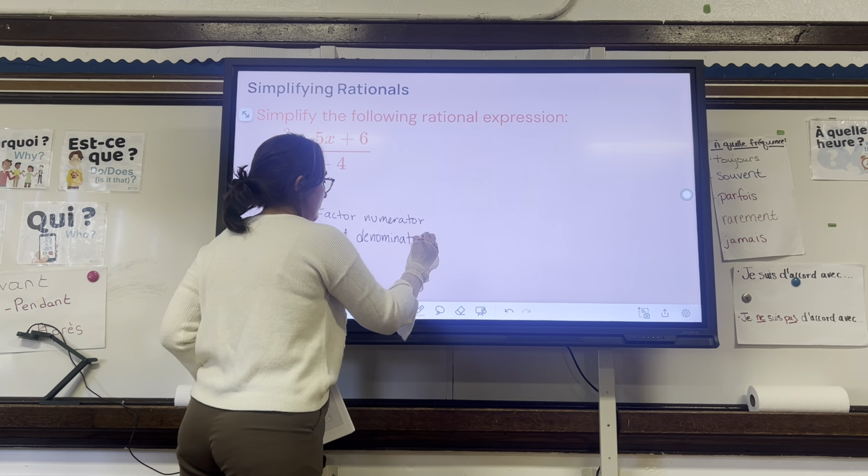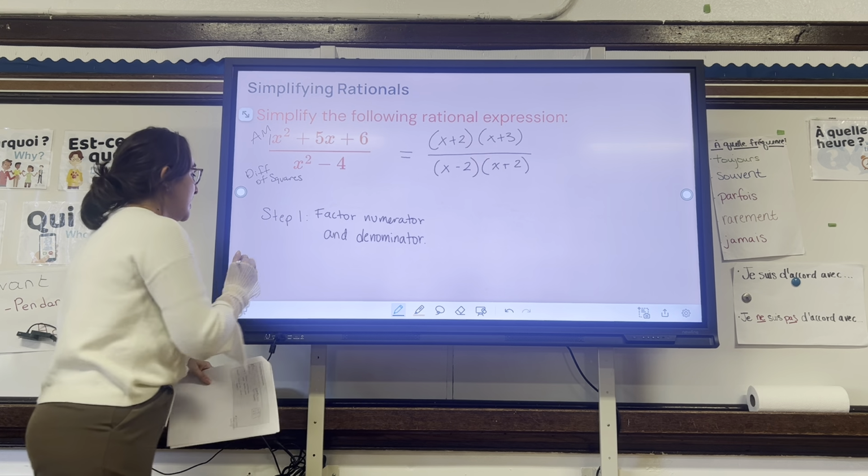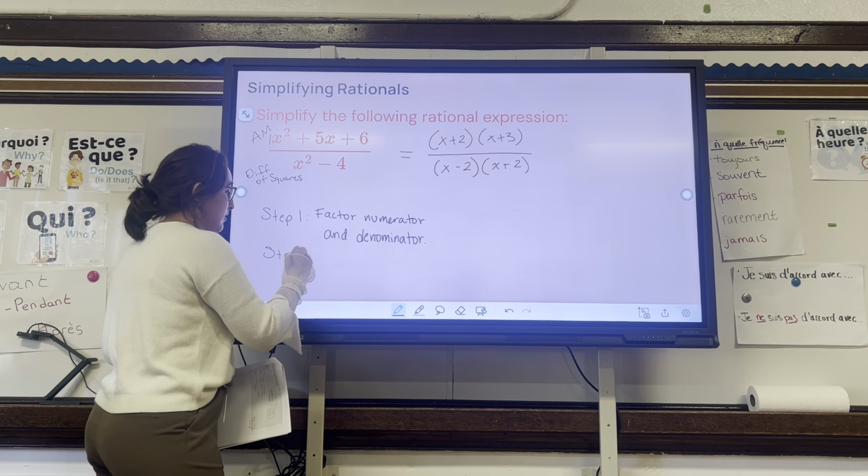over x squared minus 4, so negative 2 and positive 2. All right. So now, from here, it is actually very evident to see what is going to cancel out. So that is our step 2.